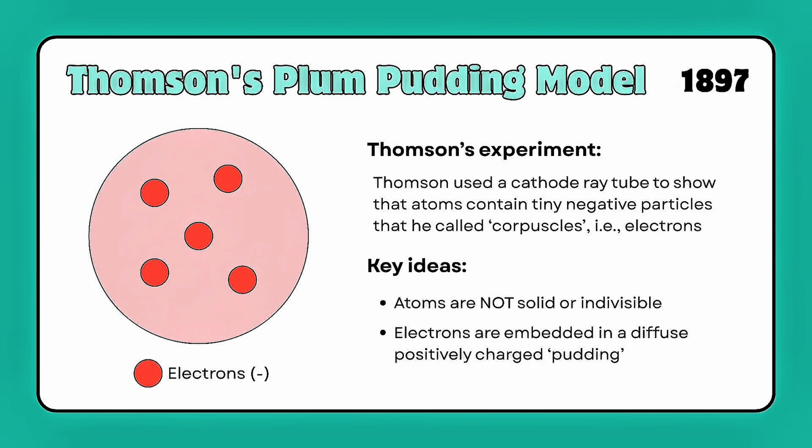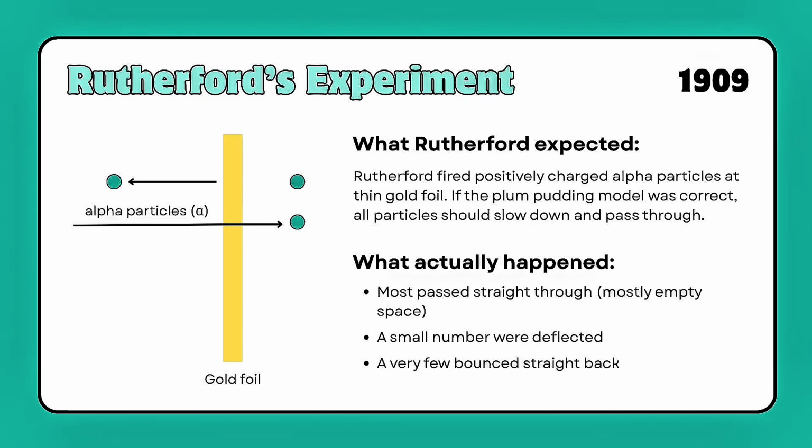But then came a scientist who absolutely destroyed this model using gold foil and alpha particles. His name was Rutherford. In 1909, Rutherford and his students performed one of the most legendary experiments in science history. They fired positively charged alpha particles toward a very thin sheet of gold foil. Now according to Thomson's model, these particles should easily pass through the atom because the positive charge was spread out evenly. So Rutherford expected all particles to move straight. Simple, easy. But science said, plot twist.